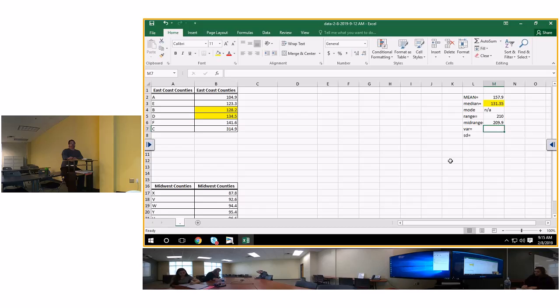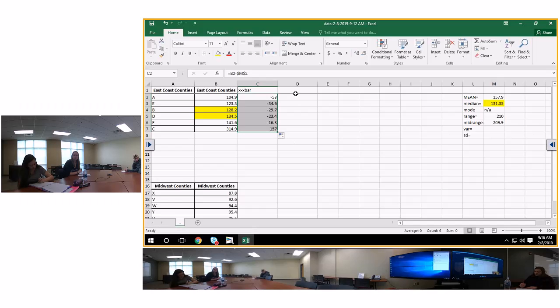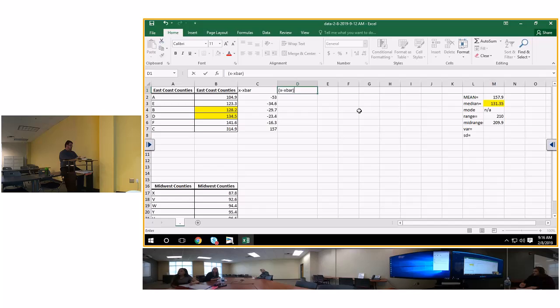And then the variance is going to be equal to, well, we got to do x minus x bar. So that's going to be equal to 104.9 minus the mean, F4. Remember, hit F4 to lock the mean. And copy that down. Then x minus x bar, quantity squared. That's going to be each one of those raised to the second power.